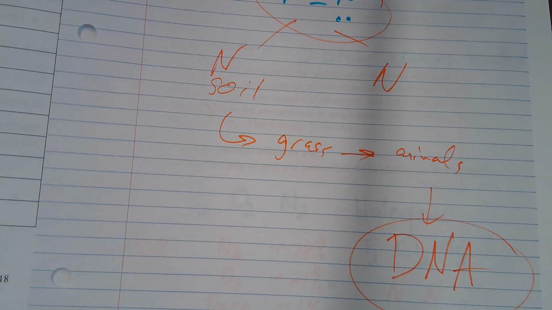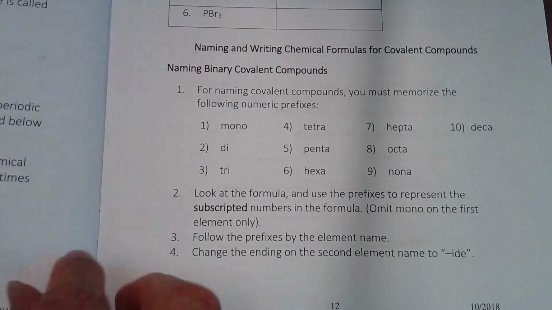Then the grass will use that. Bacteria will also convert it, but mostly it's lightning. So what's the world's best fertilizer? Lightning. It's not manure. It's not poop. It's actually lightning. Interesting, right? Okay, so those are the diatomic elements.